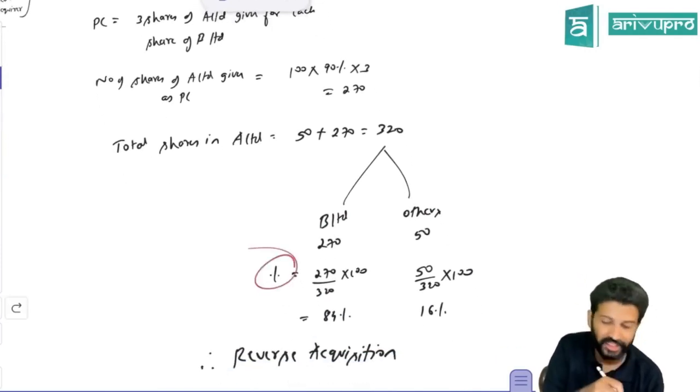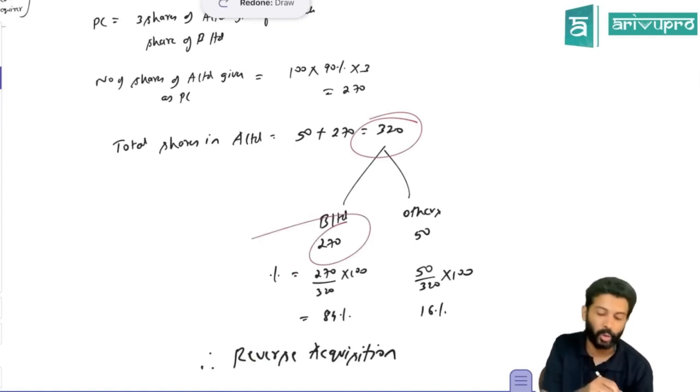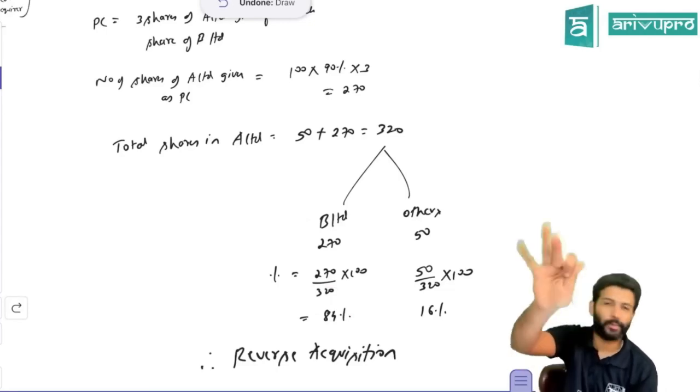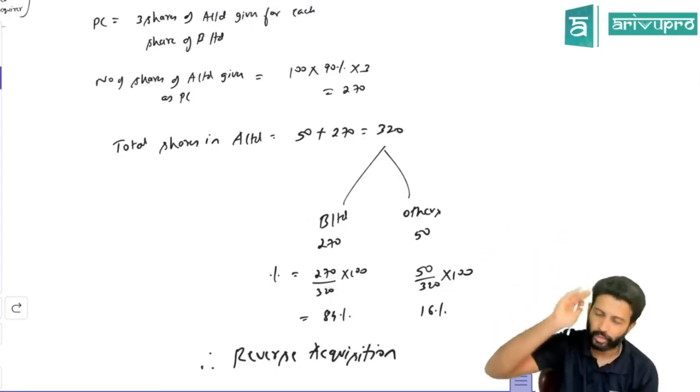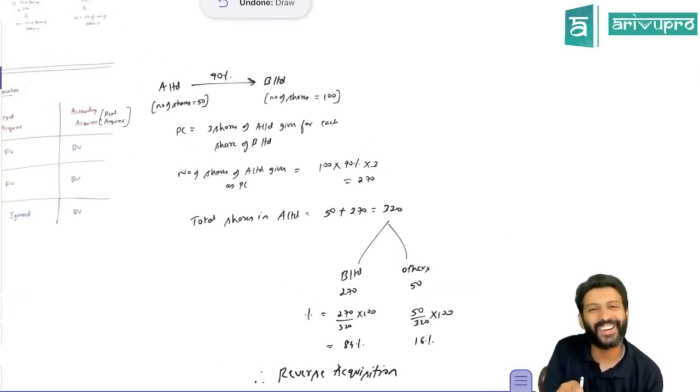Now check the percentage, sir. Out of 320, B Limited's owners own 270. That means the percentage is 84%. I've rounded it off for simplicity. You get 84 point something or 83 something, which I've rounded off. And others own about 16%. Now you check, sir. Who's really controlling whom?